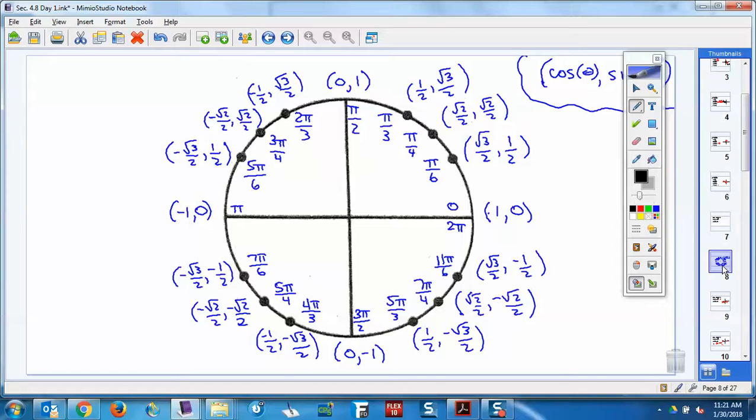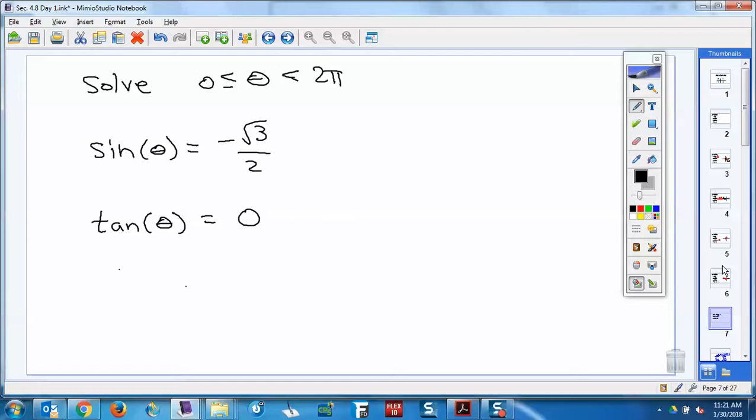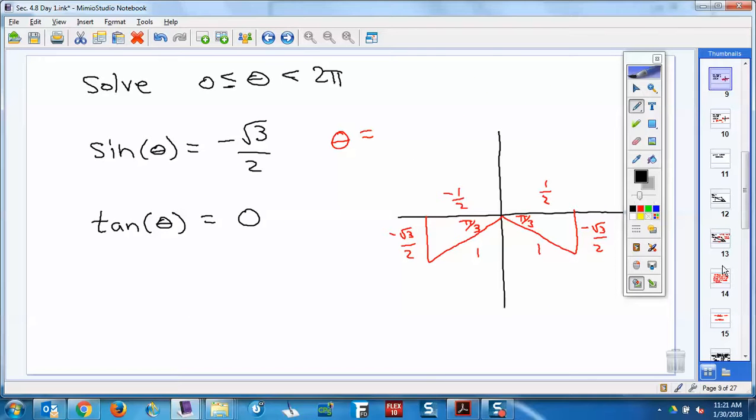Where does sine equal negative root 3 over 2? Well, if we've memorized the unit circle, it's at 4 pi-thirds, and it's at 5 pi-thirds, right? So when theta is 4 pi-thirds and when theta is 5 pi-thirds, that should be our solution. Now, how would we work it out?